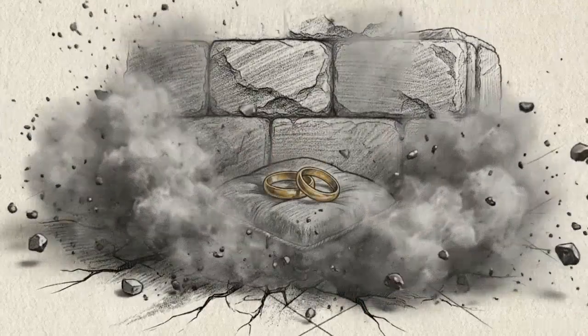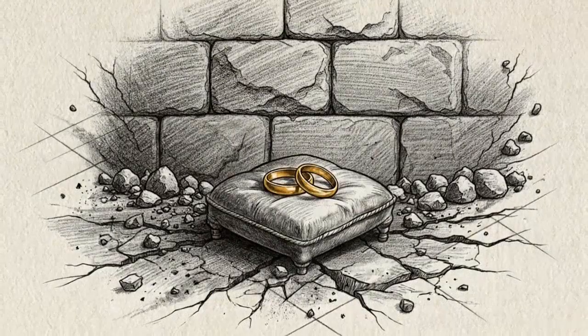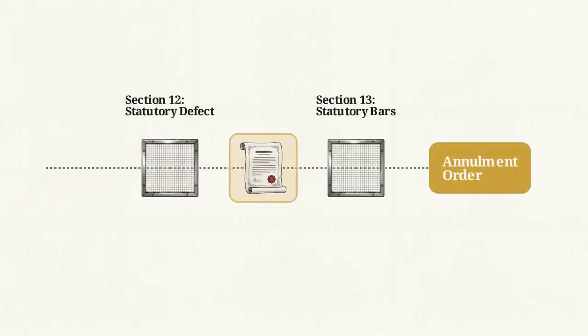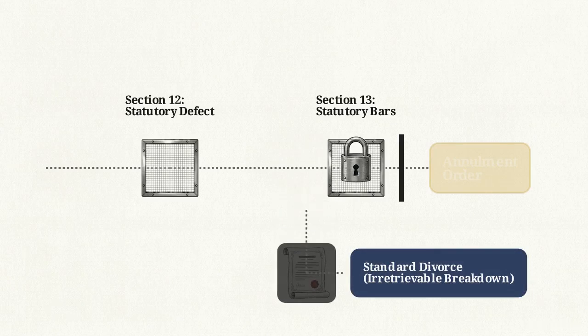Section 13 is designed to serve as a legal firewall. It protects the finality and stability of the marriage status against delayed challenges. As a secondary filter, these statutory bars have the power to neutralize even a clearly proven Section 12 ground, forcing the parties to pursue a standard divorce instead of an annulment.